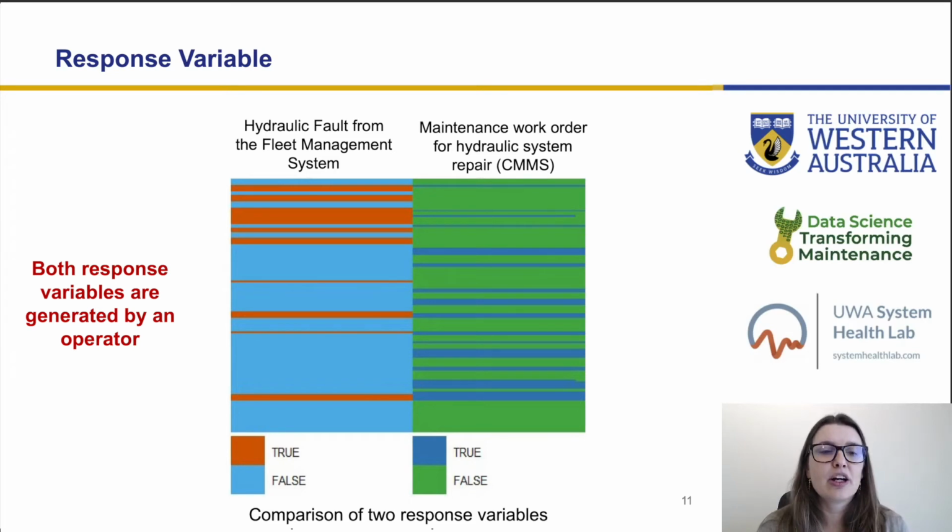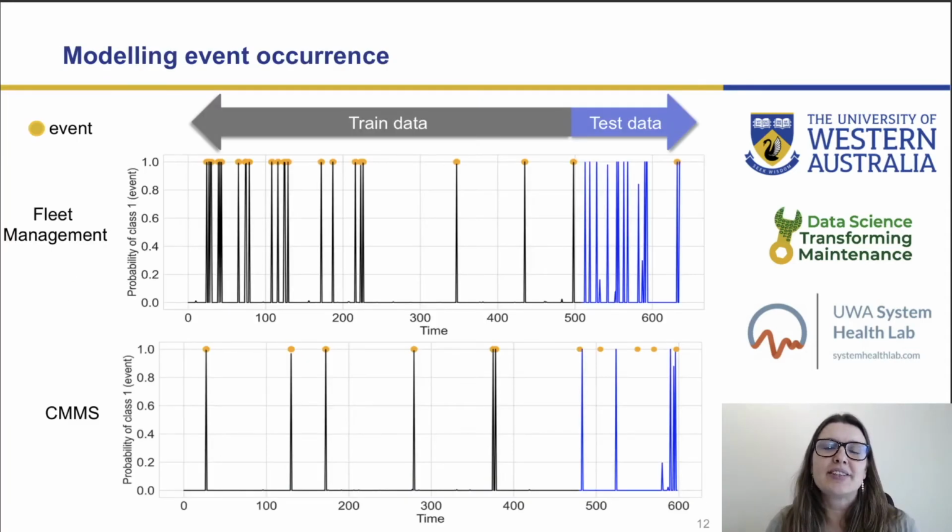Obviously not. What we can show here is that there is almost no agreement between the fault logged into the fleet management system and any maintenance work done on that system, even allowing a time lag for the work order to be processed. We'll see now in this slide that this challenge with having a human-generated response variable is apparent in the poor predictive performance of the models.